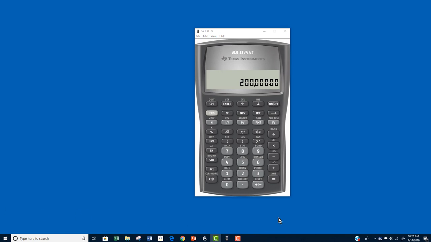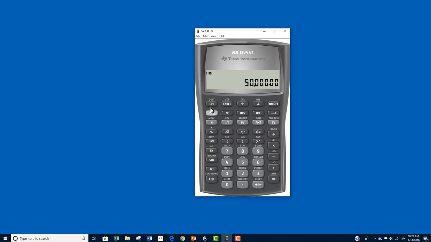Now let's try a division. Let's assume we make a $500,000 investment into a piece of equipment that's going to last 10 years, and we want to figure out what the straight line depreciation would be. We'd enter 500,000 with our keys, hit the divide function, enter 10, then enter equals, and you're going to get 50,000.